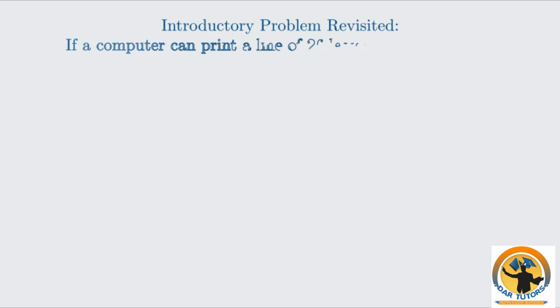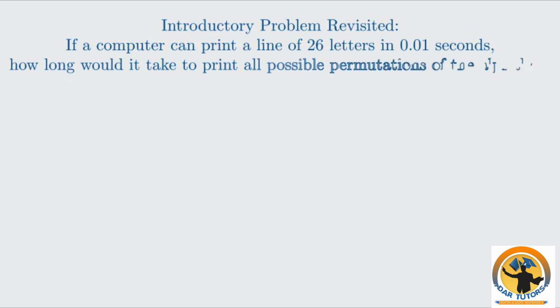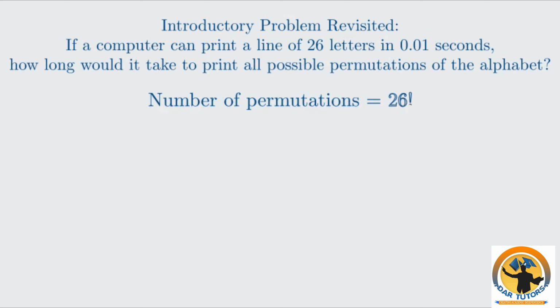Let's revisit our introductory problem now that we have all the necessary tools. The problem was, if a computer can print a line of 26 letters in 0.01 seconds, how long would it take to print all possible permutations of the alphabet? First, we need to find the total number of possible permutations of the 26 letters of the alphabet. Since we are arranging 26 distinct letters, the number of permutations is 26 factorial.